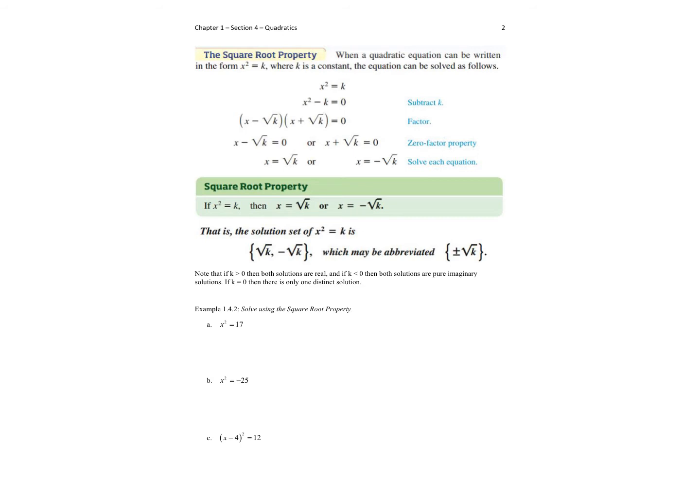Now, another property we can use to solve a quadratic is the square root property. And essentially, what we can do is, if you can get it to be in the form of x squared equals k, where k is, of course, some constant number, you can take the square root of both sides, and you could solve it and find that x equals either the square root of k or the negative square root of k.